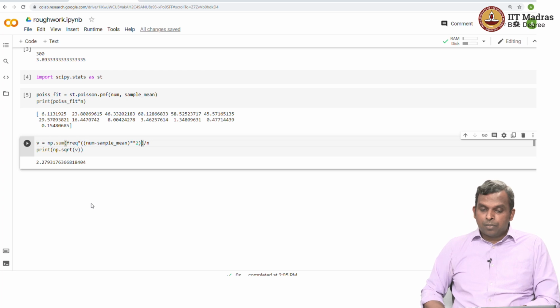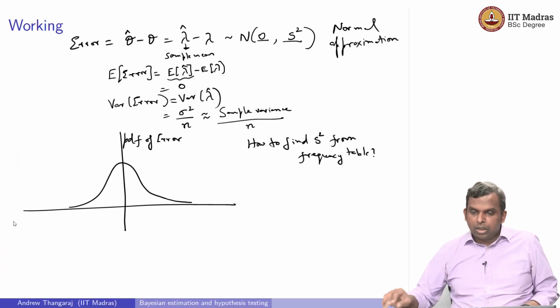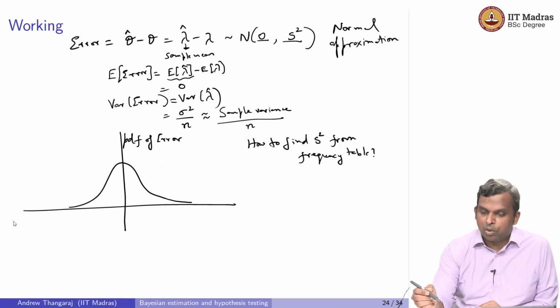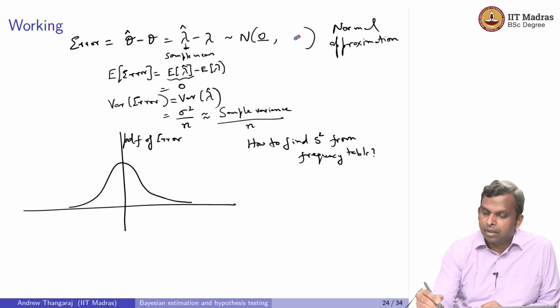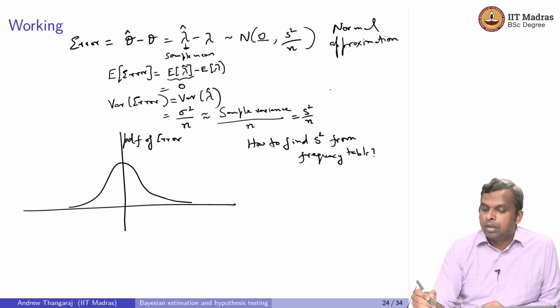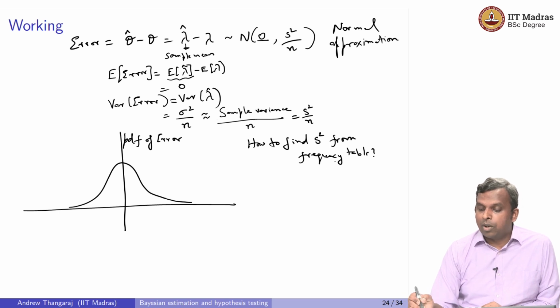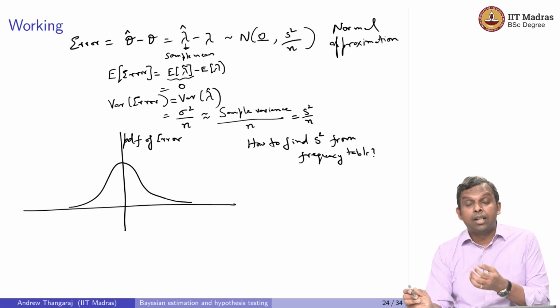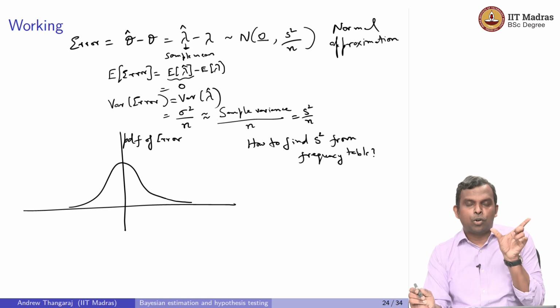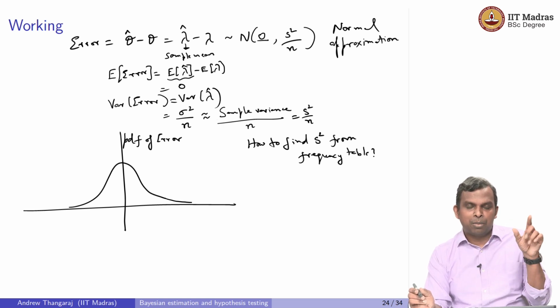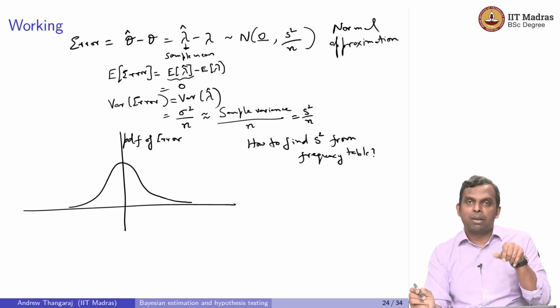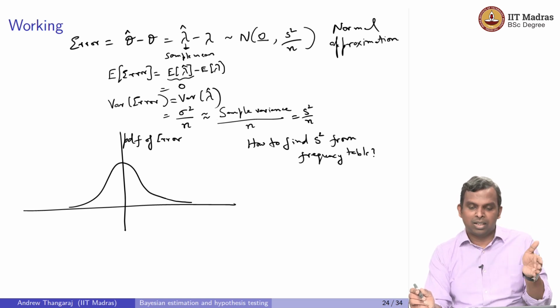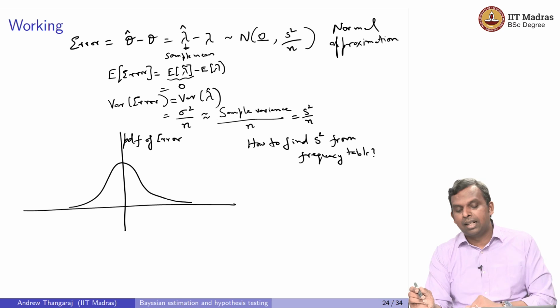I hope I wrote that correctly. So it should be S squared by n. I'm sorry, this is again a mistake. So this S squared is the sample variance, right? So how do you find S squared from the frequency table? I just showed you how to do it. You have to imagine that 0 occurred 14 times. So you'll do 0 minus sample mean squared times 14 plus 1 minus sample mean squared times whatever 30 or something. You have to keep doing that and add it.